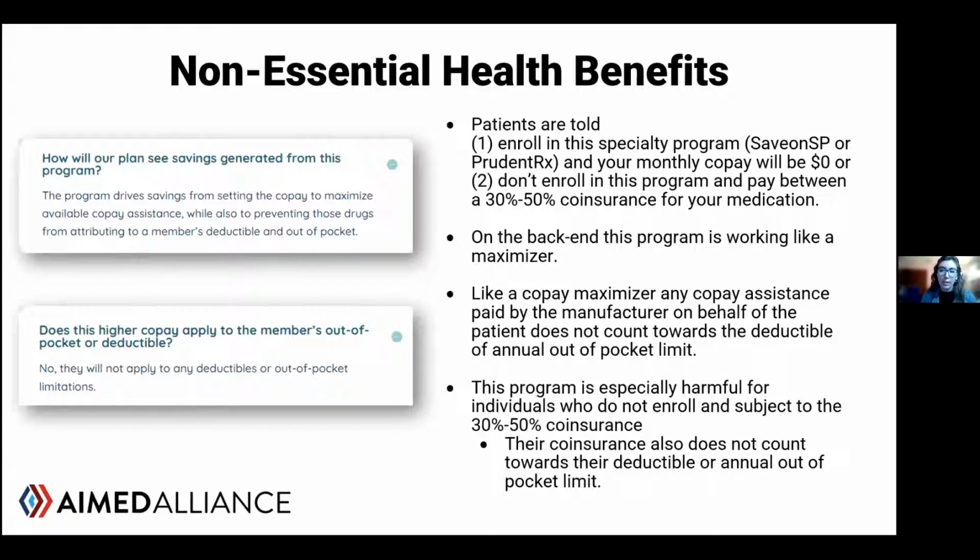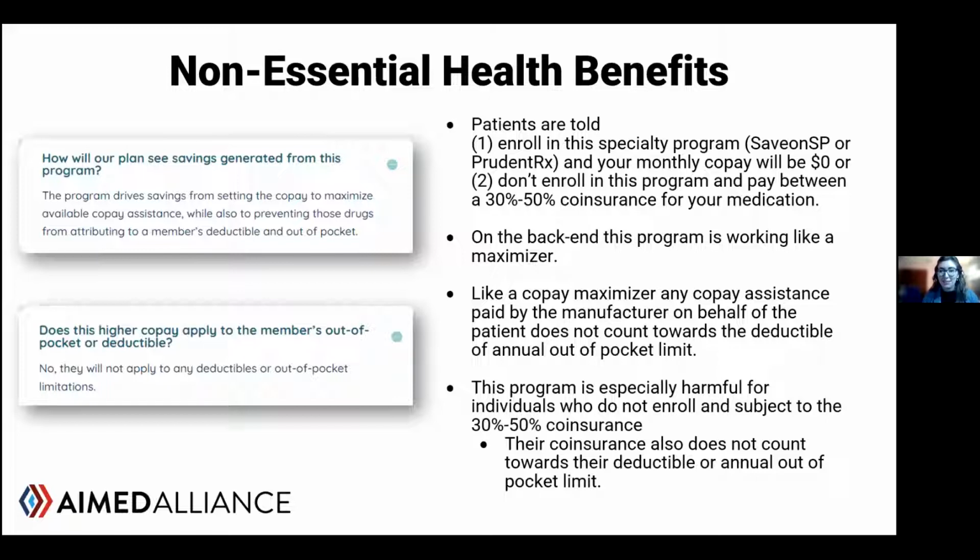So for patients, once a plan adopts this non-essential health benefit definition, patients who take a specialty medication that is on this non-EHB list are contacted and told that they can enroll in this specialty program and receive their medications for $0 a month. And if they do, on the back end, this operates like a maximizer program. So just like Charlie was talking about, they're taking the maximum amount of manufacturer assistance, dividing it over the course of 12 months to determine what the monthly amount will be. And so like a maximizer program, this assistance does not count towards meeting the patient's cost sharing requirements.